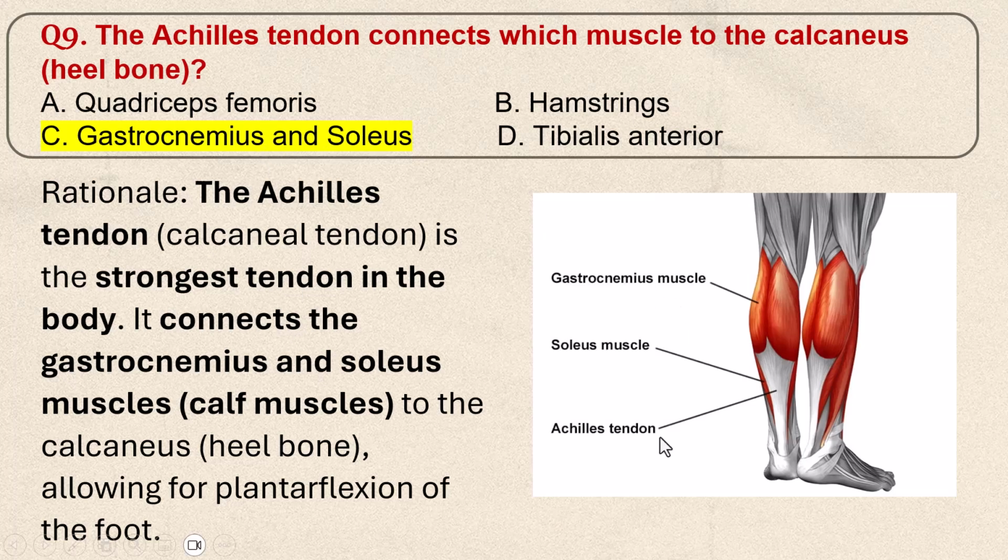You can see this is the Achilles tendon. It connects the gastrocnemius muscle, which has 2 heads, medial and lateral, with the soleus muscle, and together they form this Achilles tendon. The Achilles tendon, that is the calcaneal tendon, is the strongest tendon in the body. It connects the gastrocnemius and soleus muscles, the calf muscles, to the calcaneus, the heel bone, allowing for plantar flexion of the foot.